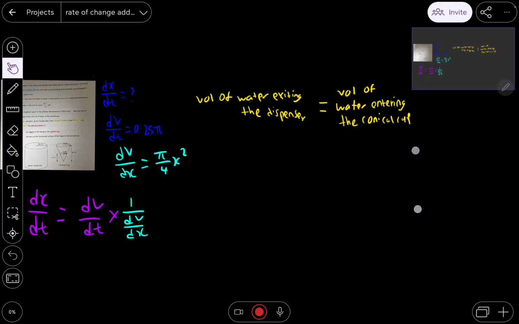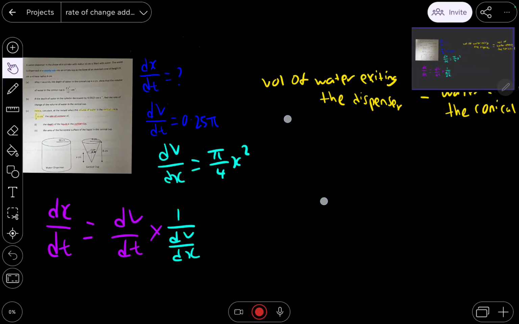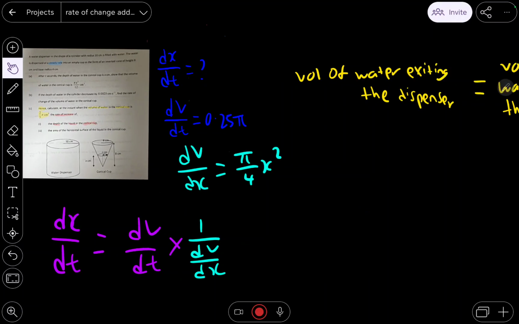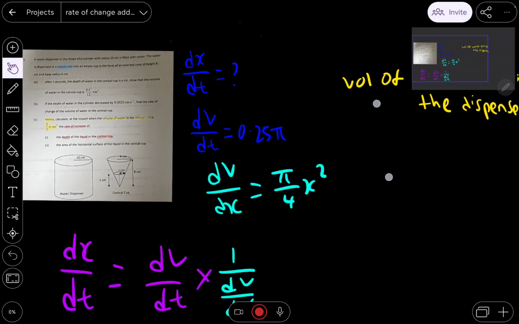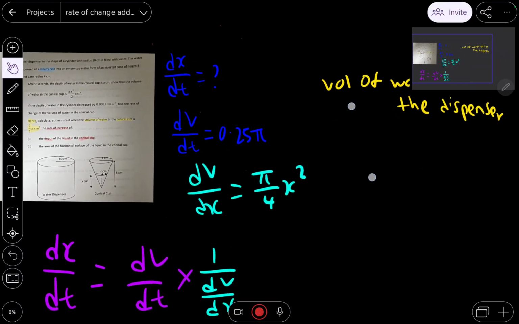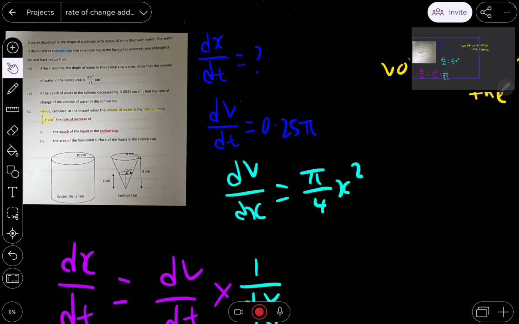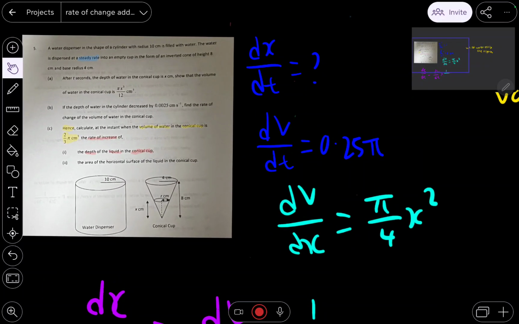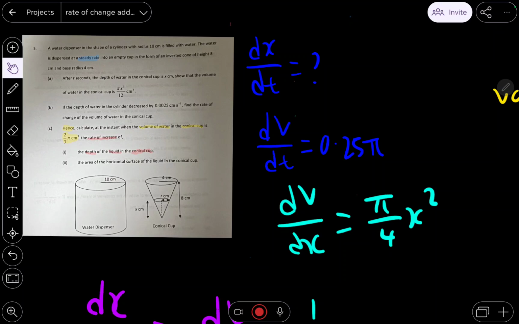So let's find the volume of water exiting the dispenser. Alright, so they say what? Given that the volume of water in the conical cup is 2/3 pi cm cube. Alright, so actually what can we say? The depth of the water in the conical cup is x. Okay, so they want what? The volume of water in the conical cup is 2/3 pi. So what can we say?